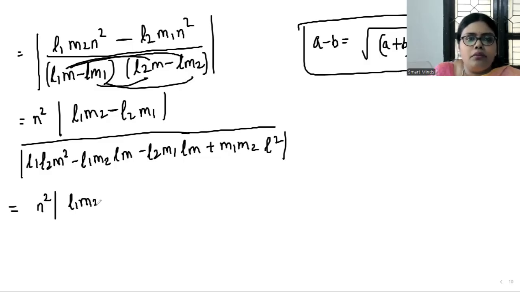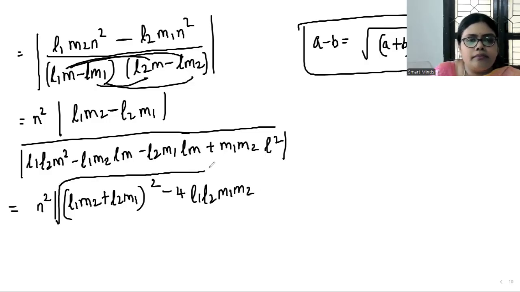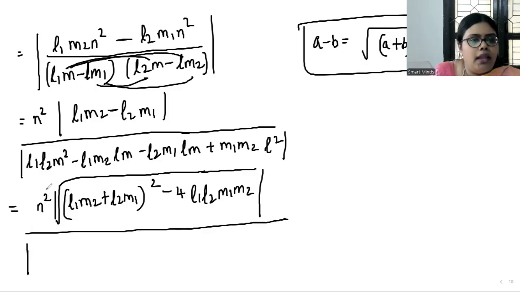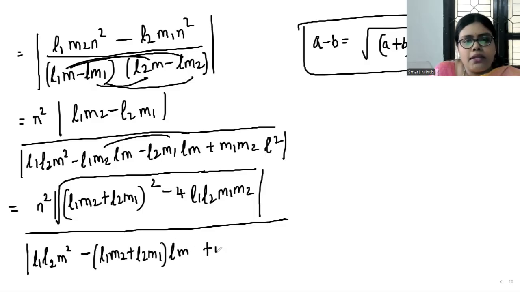So L1 M2 plus L2 M1 whole square minus 4 L1 L2 M1 M2. This is under root. Now L1 L2 is, let us write this again, L1 L2 M square minus, from these two terms I will take minus common, then LM also common. L1 M2 plus L2 M1 into LM plus M1 M2 L square. Now we can substitute the values.